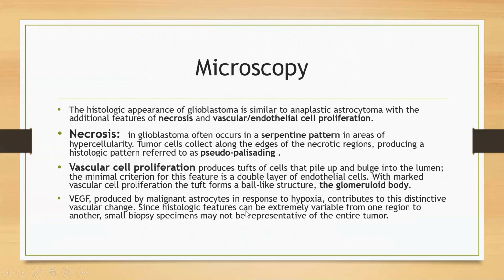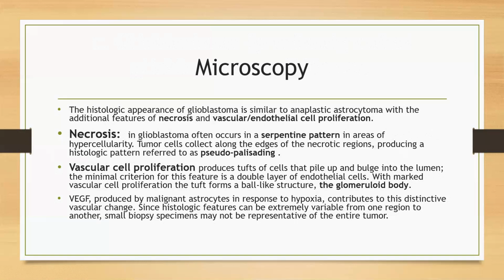Talking about microscopy, the histologic appearance of glioblastoma is similar to anaplastic astrocytoma with the additional features of necrosis and vascular endothelial cell proliferation. So again, listen again. Glioblastoma means anaplastic astrocytoma plus necrosis. You can remember it in an easy way. Glioblastoma is equal to anaplastic plus necrosis.